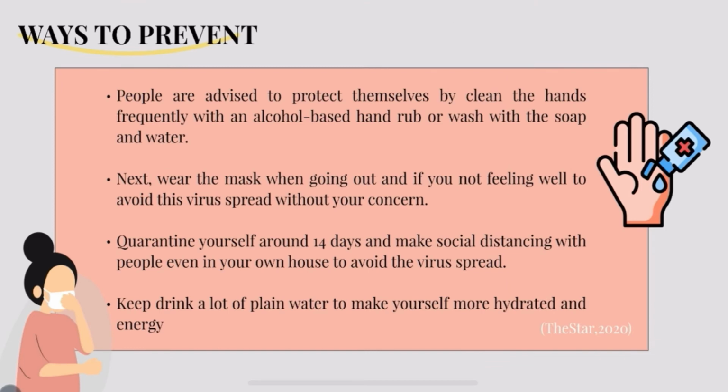So here are some ways to prevent the coronavirus. People are advised to protect themselves by cleaning their hands frequently with at least 60% alcohol-based hand sanitizer or washing with soap and water. People are advised to apply the 7 proper steps in washing hands that have been provided and suggested by KKM. This step is important to ensure that our hands are fully sanitized.